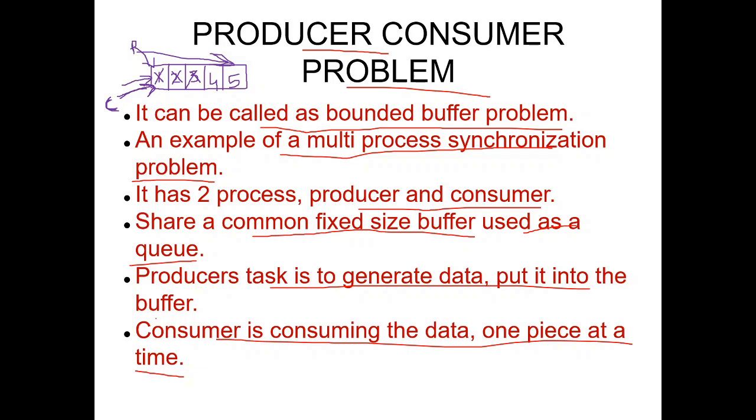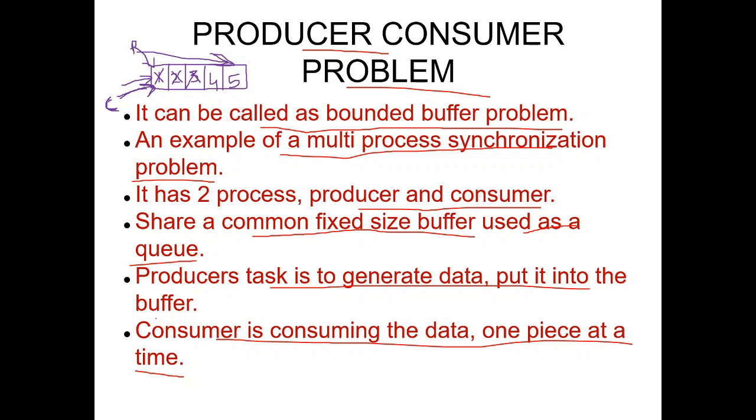So as the consumer has consumed these first 3 slots, these were empty. Then the producer has added once more to the slots and it has now become full. So when the slots are full, the producer cannot add any data into the buffer. So the clash arises here.